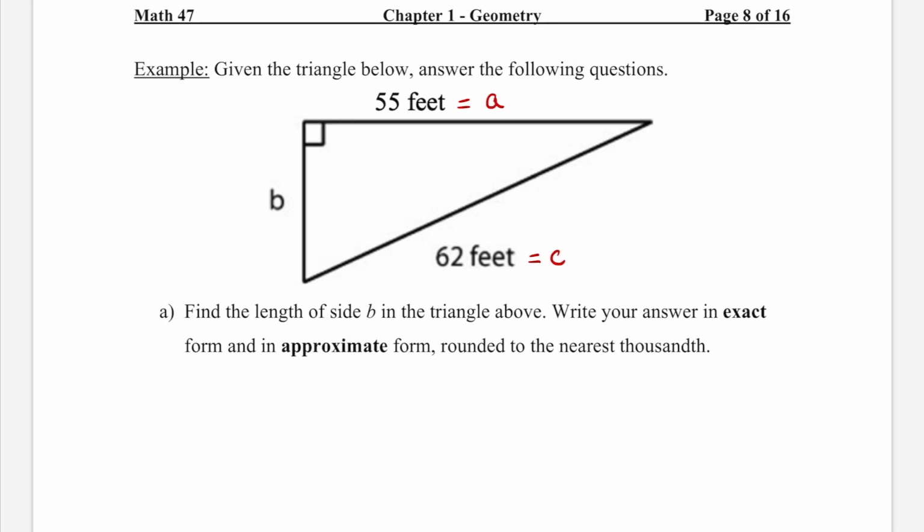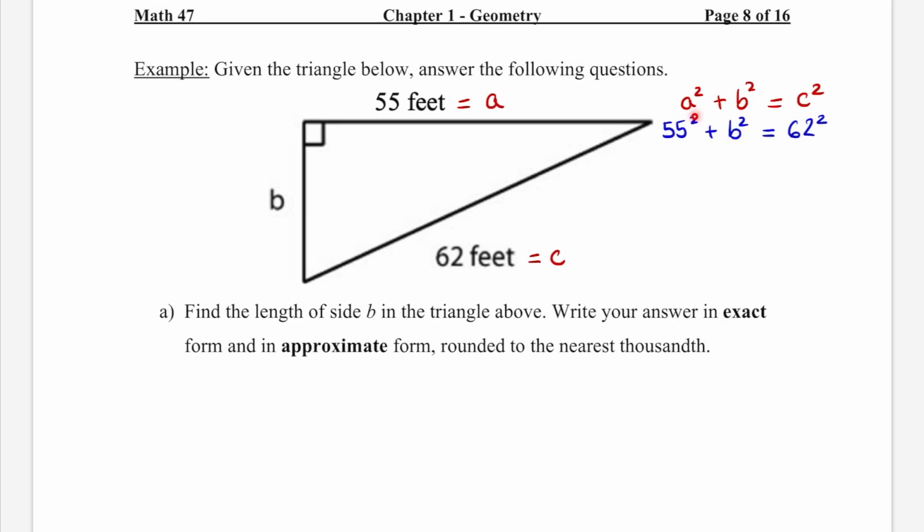Question A, find the length of side B in the triangle. So I want to find B right here. Using the Pythagorean theorem, A squared plus B squared equals C squared. I'm replacing A with 55 and C with 62. So I have 55 squared plus B squared equals 62 squared. I need to find B.